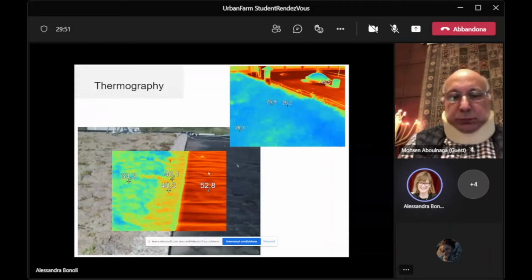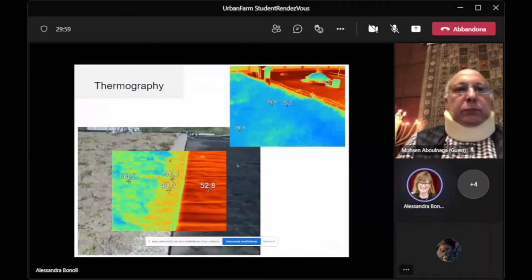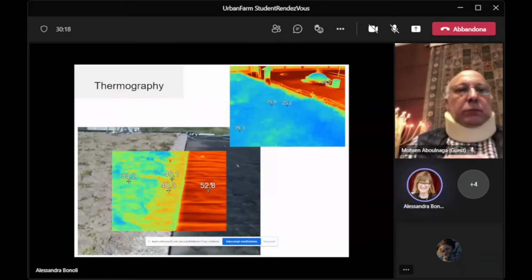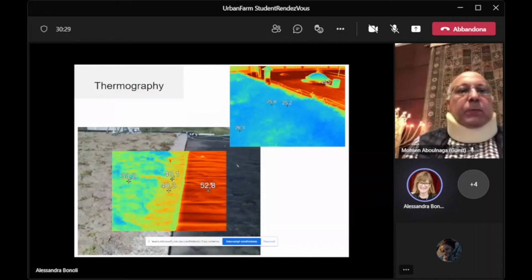Thanks to a thermography camera, on the green roof, not more than 35 Celsius degrees during summertime. On the contrary, on the gray roof, you reach more than 50 Celsius degrees, until 60, 65, and so on. And that is the reason why we can say that thanks to a green roof, we are able to reduce the overheating at the building level and at the urban level as well.